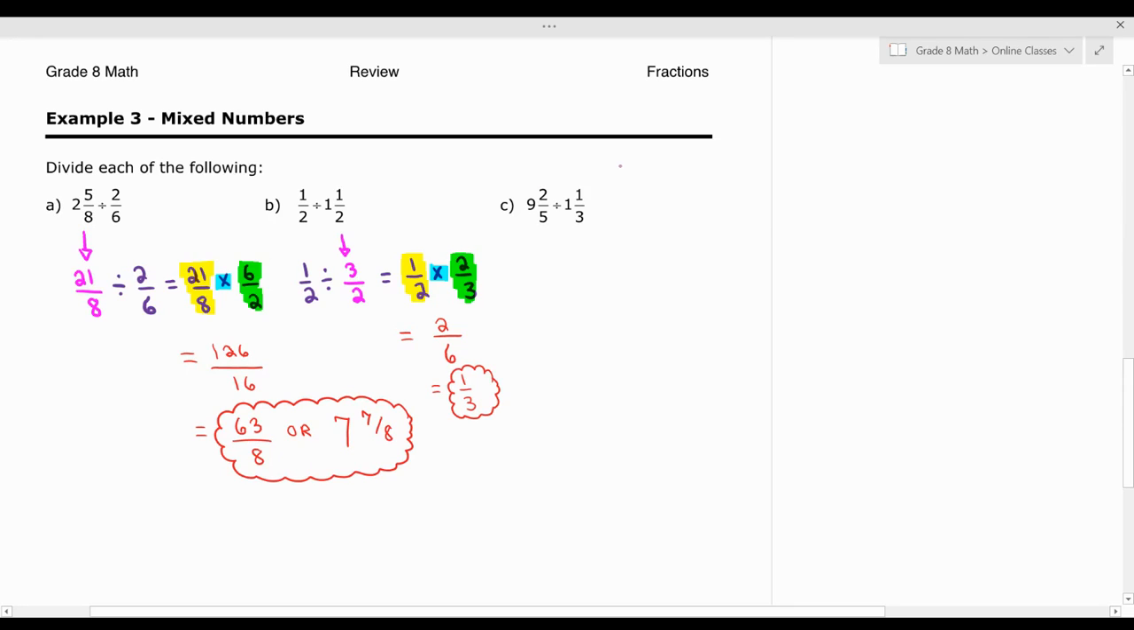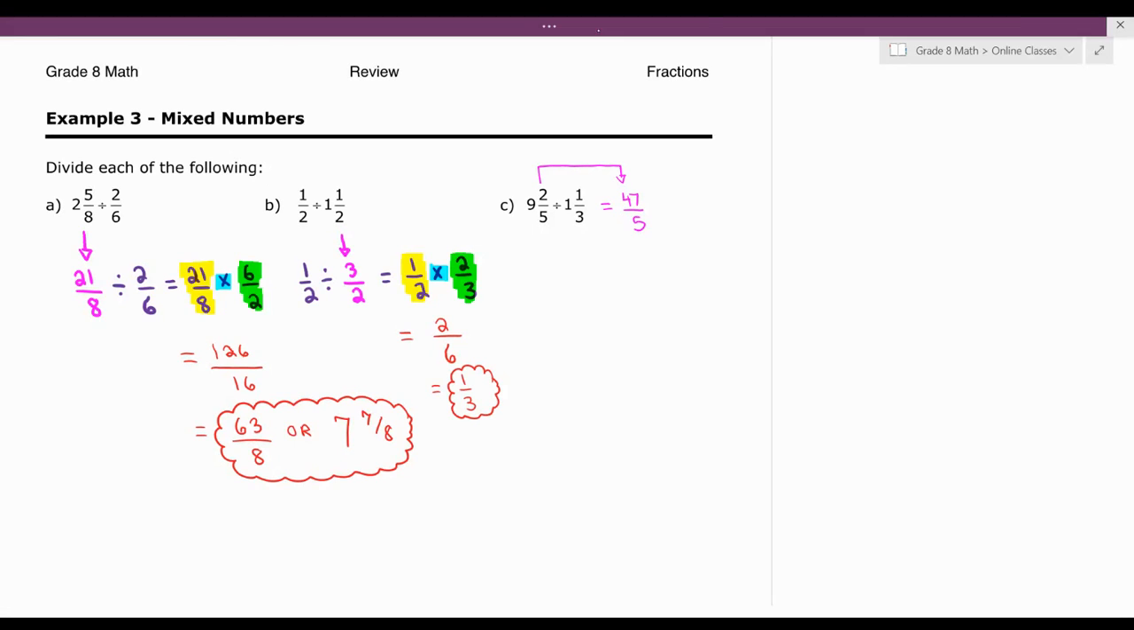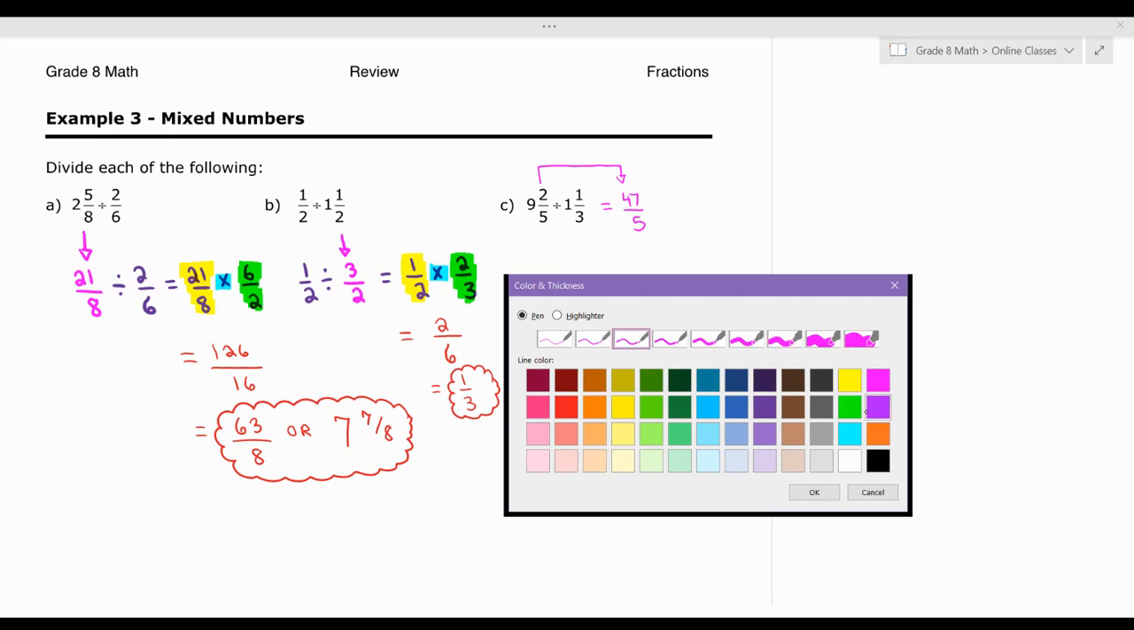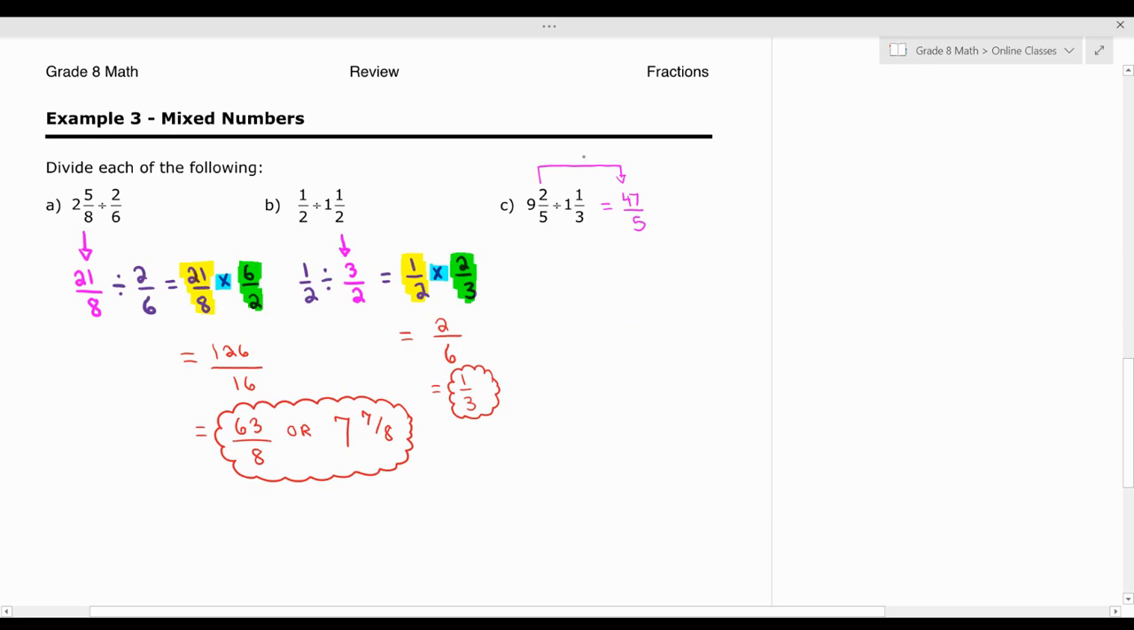I'm going to move over here this time to give a little bit more room. So 5 times 9 is 45. If you add 2 to that, that's like 47/5. And then 1 and 1/3, that would be like having 3 times 1 is 3. If I add 1, that's like having 4/3. Right? So all I did, change mixed number to improper, mixed number to improper.